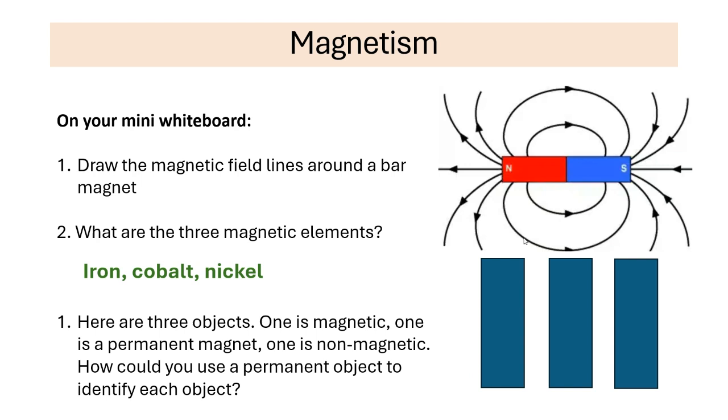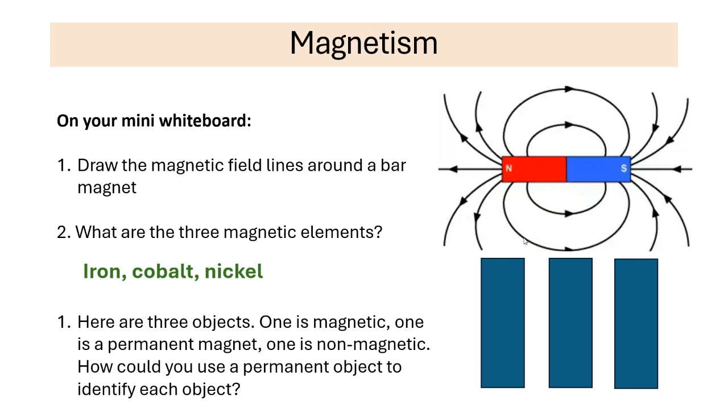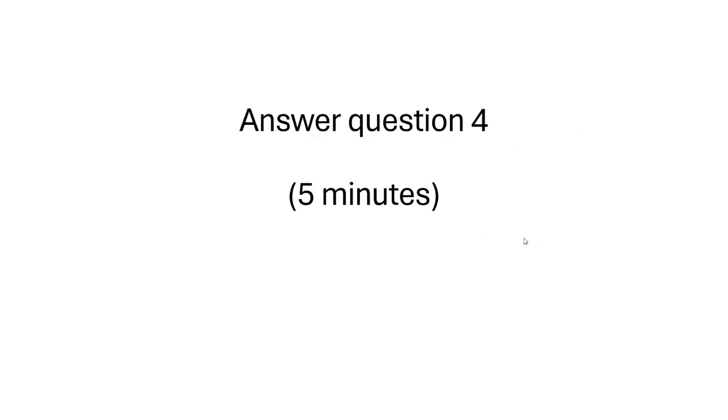If you put two permanent magnets next to each other, if the north pole faces the south pole, they will attract each other. But unlike the magnetic object, if you reverse one of the magnets, and two north poles are facing each other or two south poles are facing each other, the permanent magnets are going to repel each other. And that's how you can differentiate between the three objects. One of them is not attracted at all. One of them is always attracted. One of them is either attracted or repelled. Now again, can you take 5 minutes? So pause the video for 5 minutes and answer question 4.